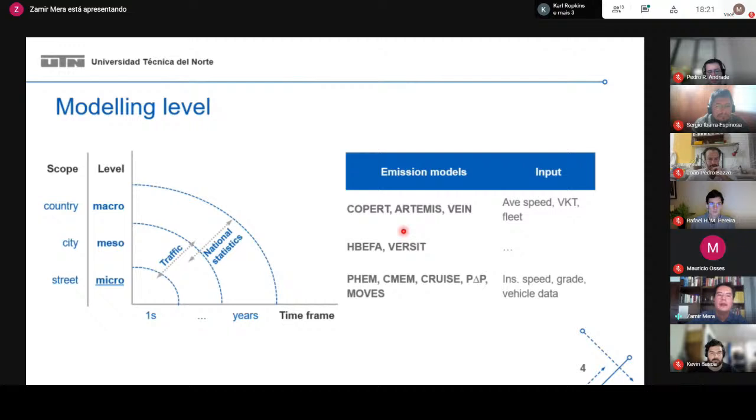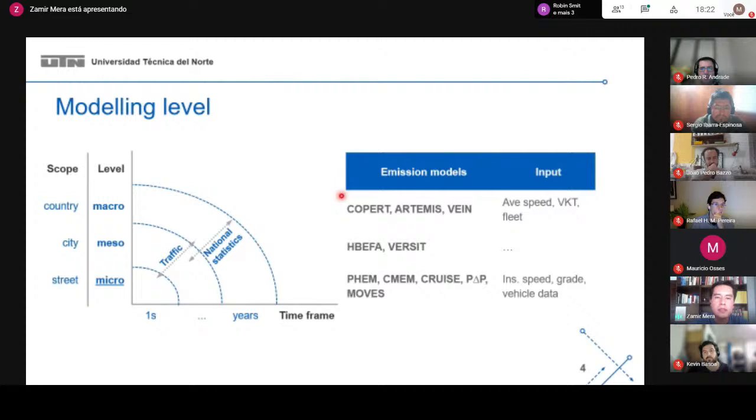Following the previous presentations, we have the modeling level. The modeling level is important because a model is an abstraction of reality, and we have a certain level of modeling. We have microemission models, meso and macroemission models, and the scope in space and time is different. I will focus on microscopic emission models, which are able to estimate NOx emissions at 1 second, at 1 hertz of frequency.